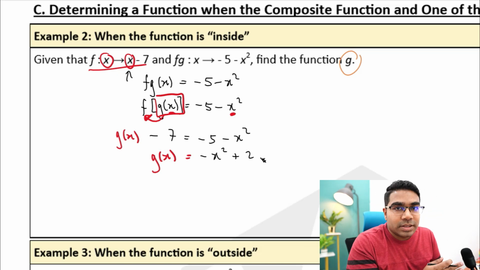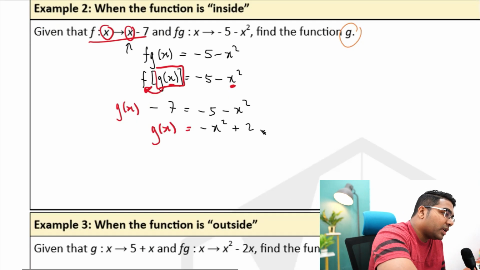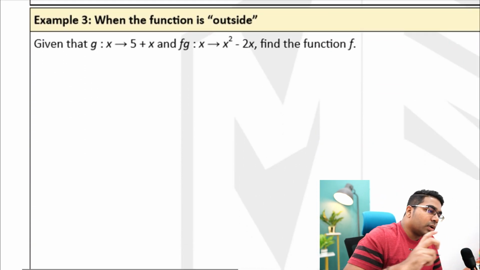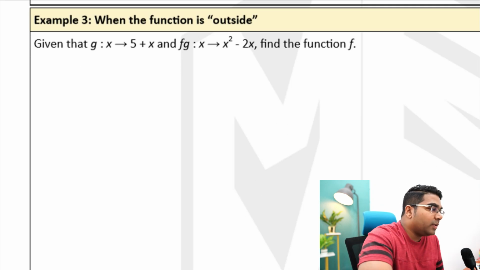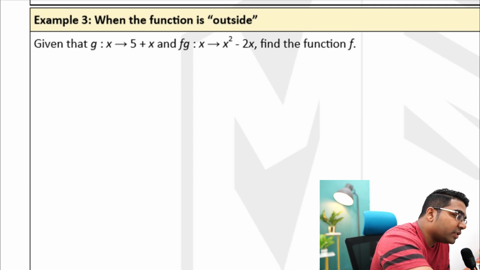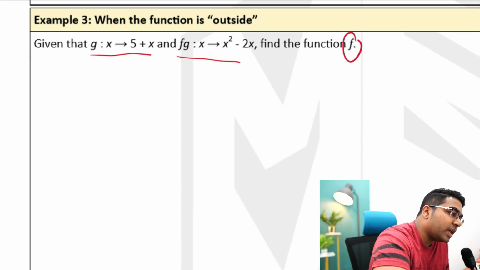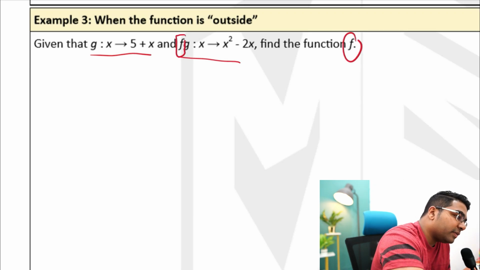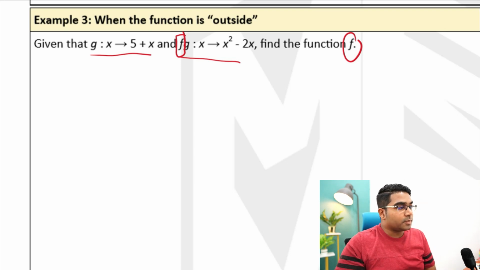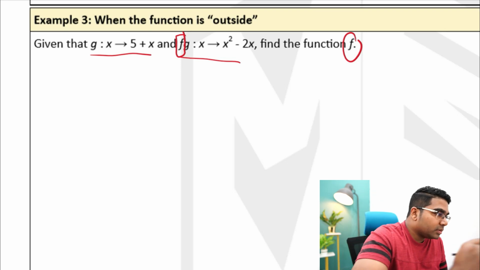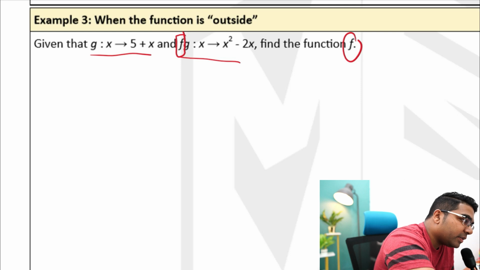Now this is the easy one. Now what if the function was on the so-called outside? So for example, they've given g of x and they've given fg of x. They want you to find the function f. Now you can see the function f is on the so-called outside. How do we find this? So let's try to do the same thing. Let's define fg of x first.